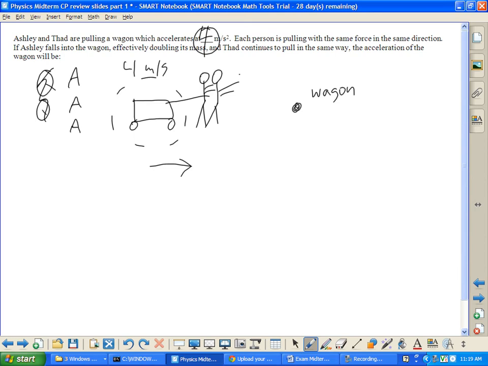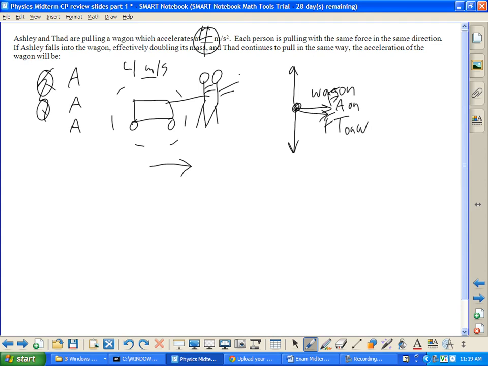And you'll see, because we're talking about these questions, just draw a force diagram. Always. Make a sketch. Always. There's no reason not to. I'll draw the vertical forces here, though we know they're balanced. And here's Ashley. Here's Thad. F_A on W, F_T on W.